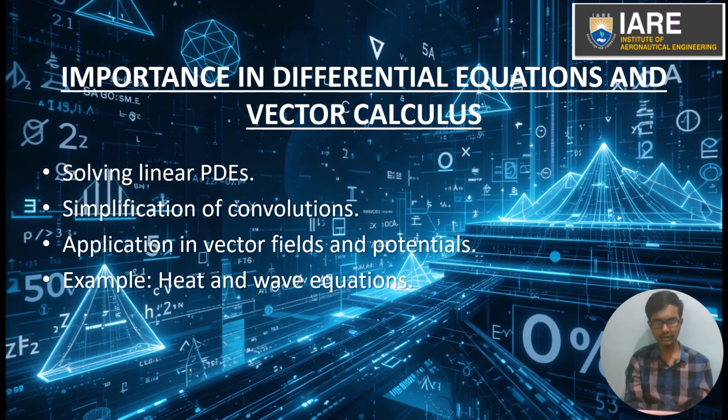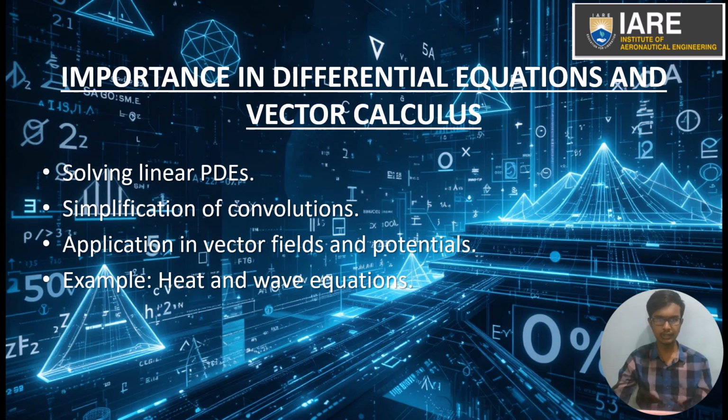And after that, it is used in simplification of convolutions. A convolution in time or space becomes a multiplication in frequency. This greatly reduces the amount of computation needed, and it is very common in systems analysis and signal processing. Hence, this concept of Fourier transform is useful over there too.